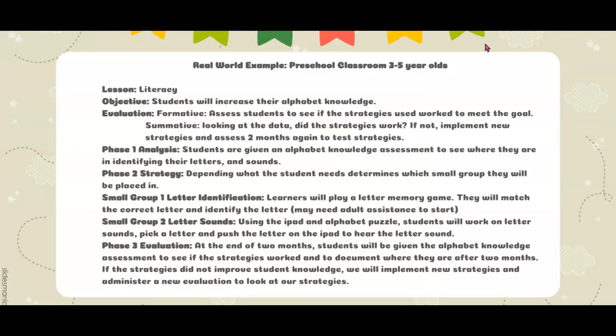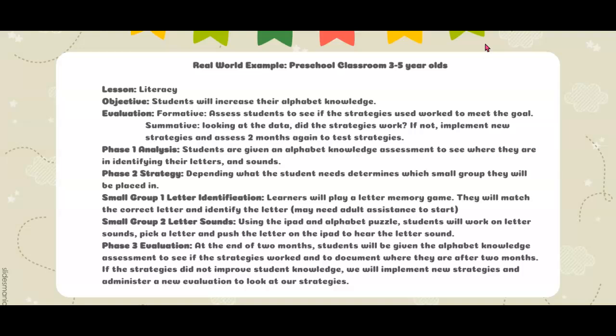And so I teach preschool. I am with 3, 4, and 5-year-olds. And so this is how I think I could use Smith and Ragan within our classroom. So our objective is for students to increase their learning of their alphabet knowledge. And so my formative assessment would be to assess students to see if the strategies used work to meet their goal.